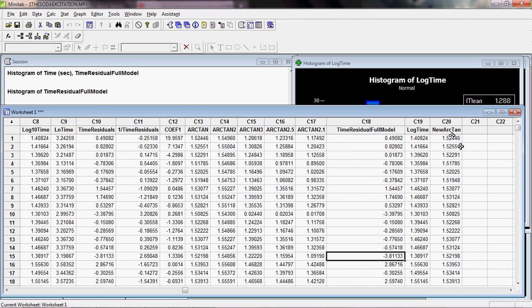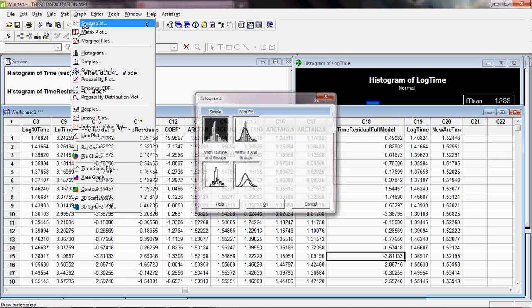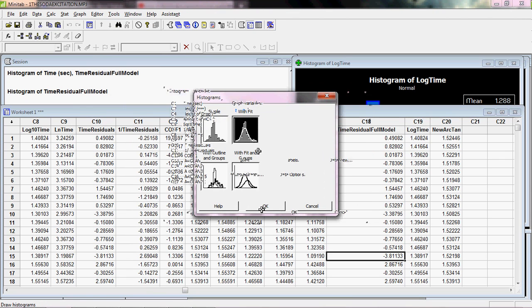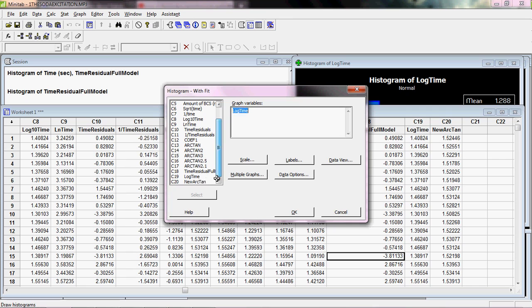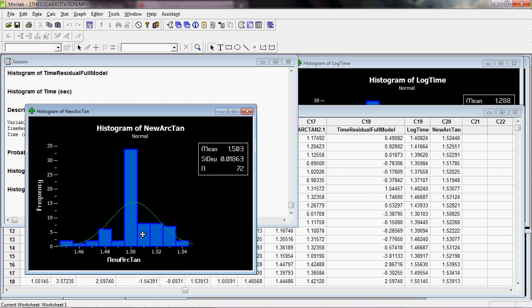So we've got the new arctan over here. Let's have a look at that. Okay. So this has been quite a severe transformation. We've actually gone skewed in the other direction now. It looks like it's been pulled out a little bit more on the left, and it still hasn't fixed the kurtosis. So I don't know if that very complicated formula was worth all the effort in this case.